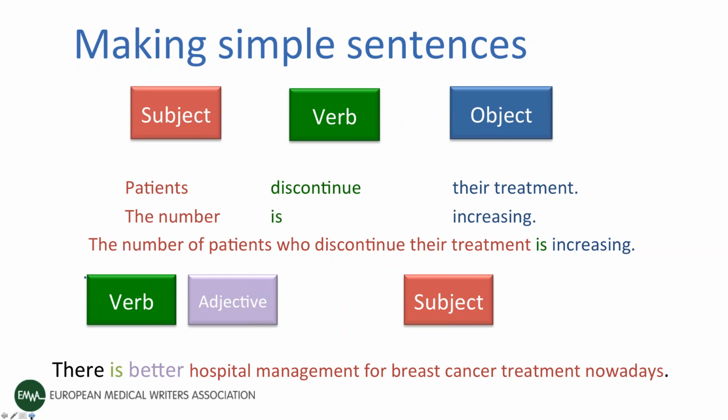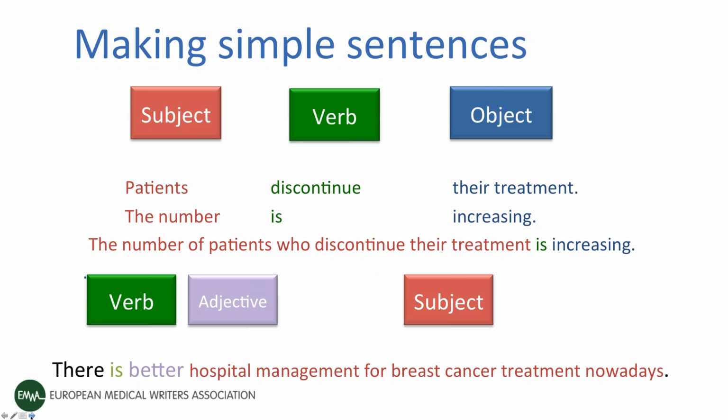If you wanted to join that together, you could make a sentence that looks a little bit like this: the number of patients who discontinue their treatment is increasing. The verb that's the most important for the meaning in English tends to go at the beginning of the sentence. The most important idea comes first. That's in terms of order, so whatever the stress is that you want to give, it goes towards the beginning of the sentence.